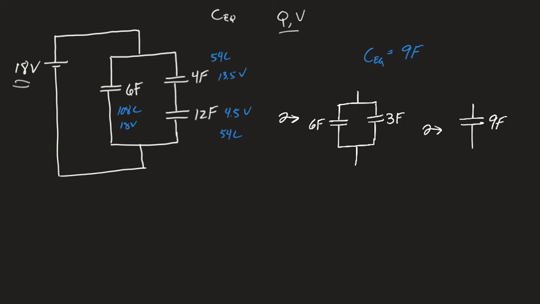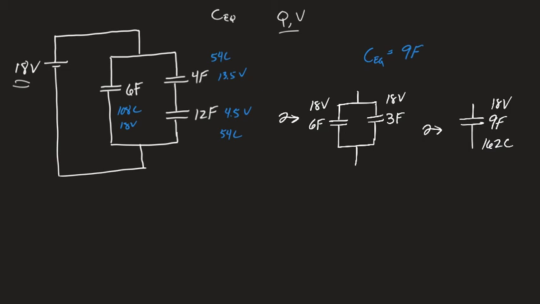9 farads with 18 volts applied is going to produce, I think, 162 coulombs of charge. Didn't actually have to do that. To be honest with you, I didn't have to reduce it down except that you were asked to find the equivalent capacitance for the whole circuit. Because both sides here are in parallel, they both have 18 volts applied to them. So I could have treated them individually.